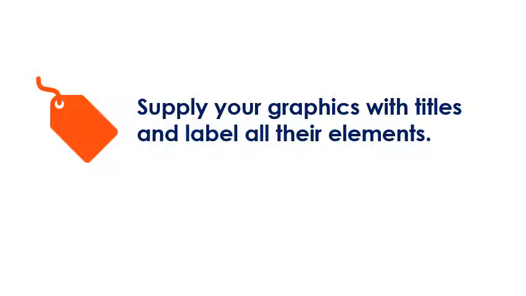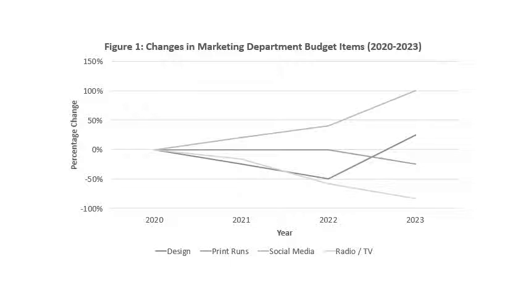Once we've chosen the appropriate graphic for our purpose, we then need to go about making sure that our graphic is as strong and as detailed, as informative as possible. And one of the ways that we can do this is by supplying our graphics with titles and labeling all of their elements. Let's go back to that line graph that we unveiled a couple slides back.